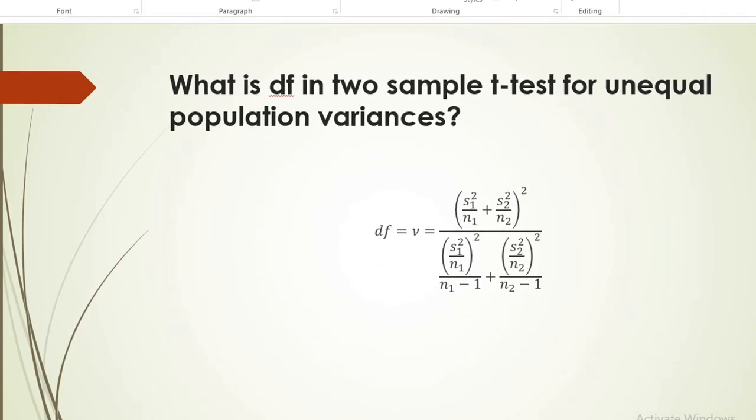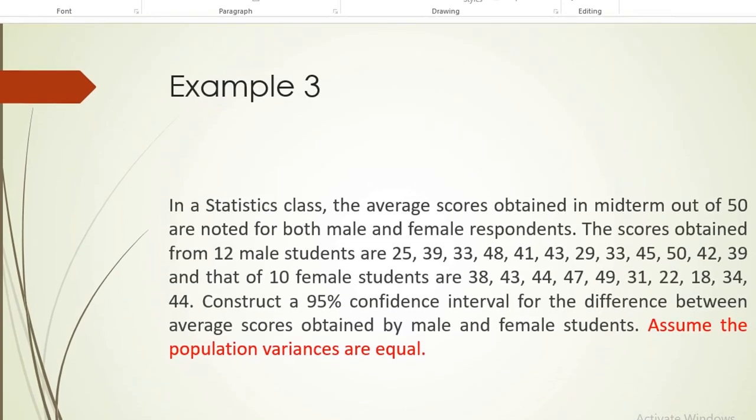Now what's the degrees of freedom in two sample t-tests for unequal population variances assumption? Here is a very complex formula to calculate the degrees of freedom for the table value of t. So coming to our example 3.